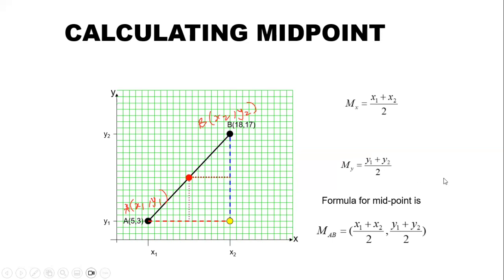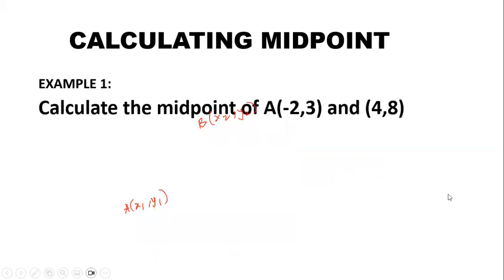Generally, the formula for finding the midpoint of a given line segment AB, where M is used to denote the midpoint of the line AB, is equal to, into brackets, x1 plus x2 all over 2, comma, y1 plus y2 all over 2. Now let's look at some examples on how to calculate midpoint.